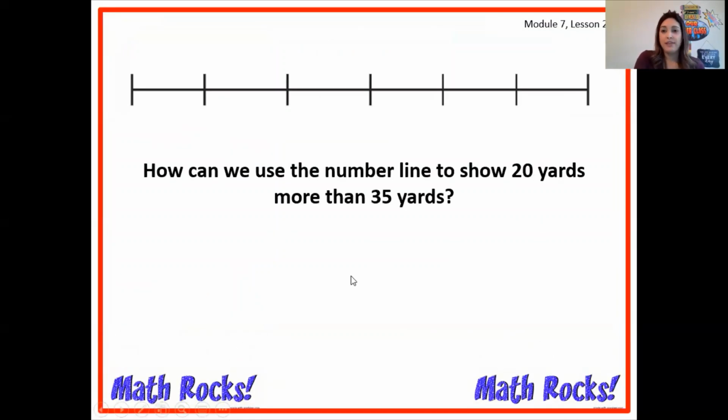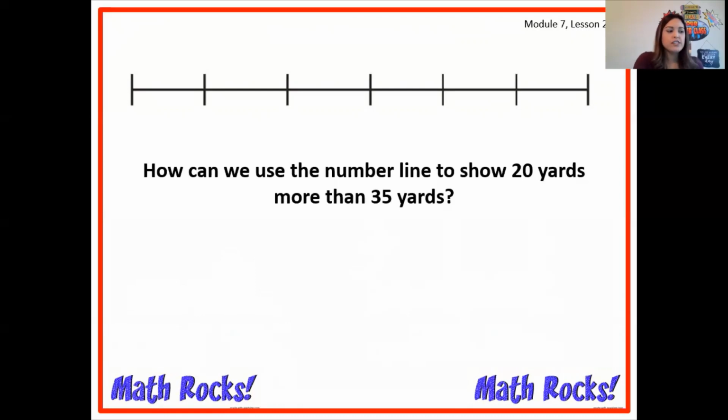Now for our concept development. On our concept development, the first question to remember, this is the I do, but I want you to help me. It says, how can we use this number line to show 20 yards more than 35 yards? Listen again. How can we use this number line to show 20 yards more? What do you think we can do to show 20 yards more?